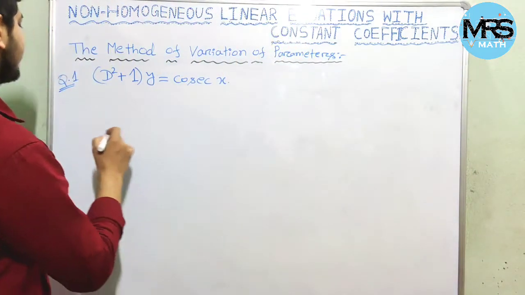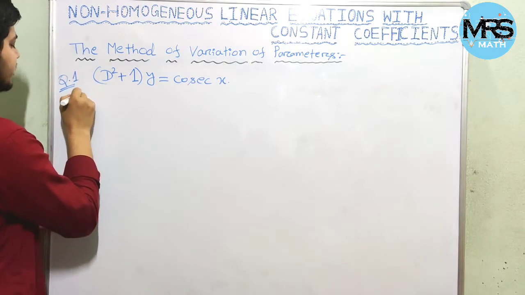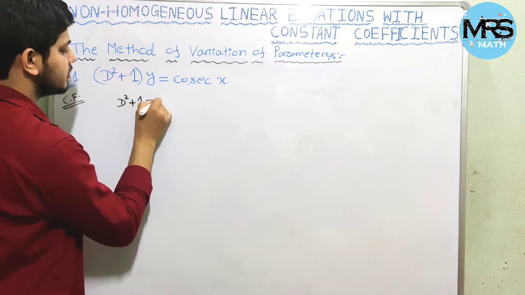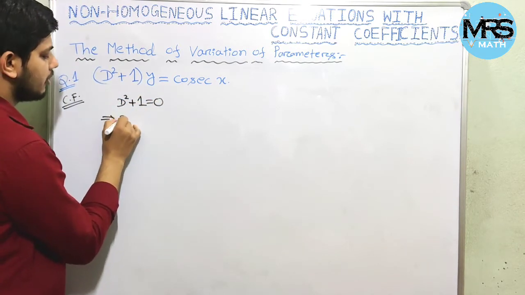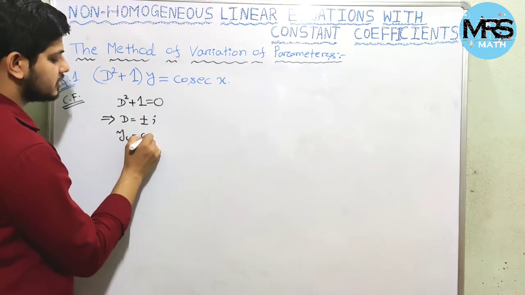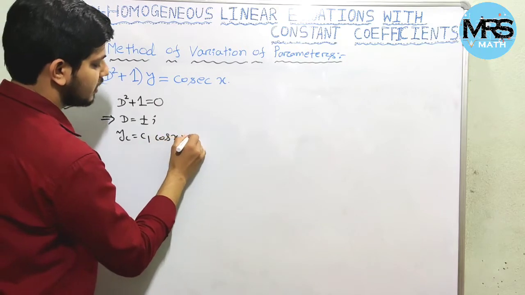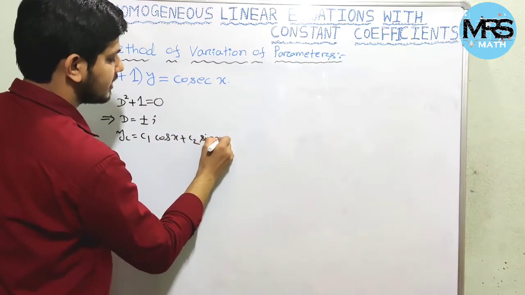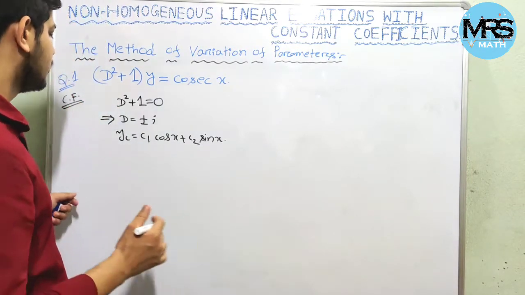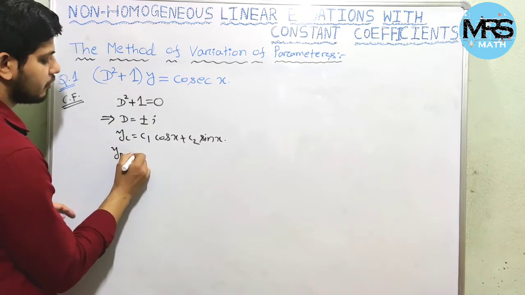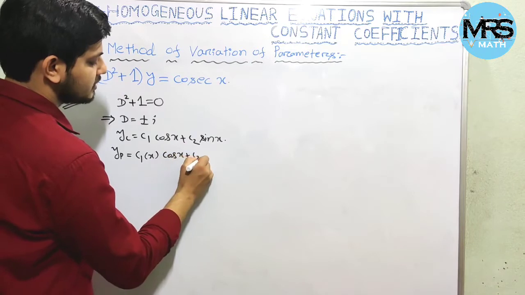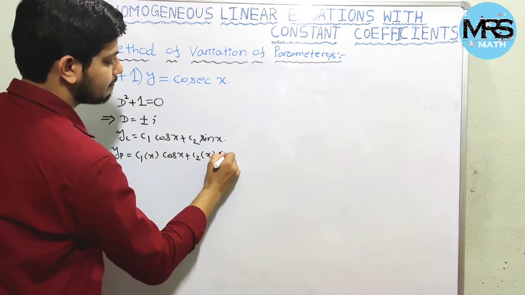Let us solve this by the method of variation of parameters. First of all we have to calculate the complementary function. For that, D square plus 1 is equal to 0, so D will be plus minus i. So yc will be c1 cos x plus c2 sin x. From here we have to calculate the particular integral, so for yp we consider c1 of x cos x plus c2 of x sin x.